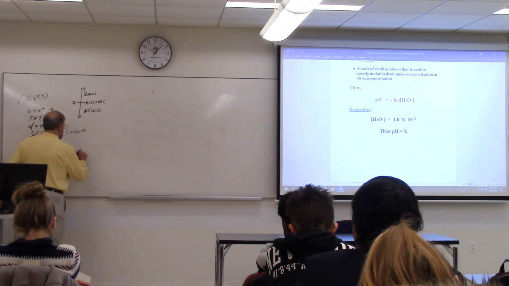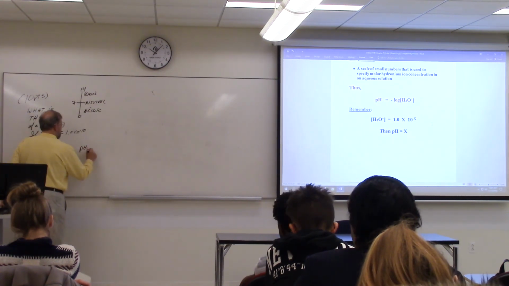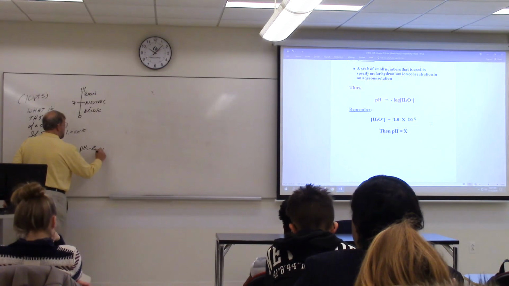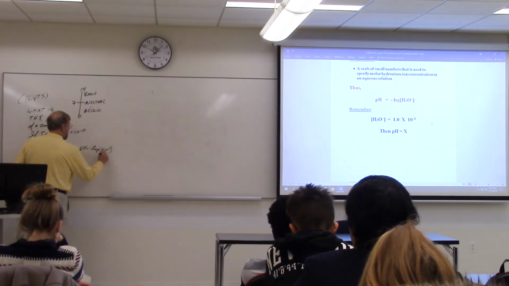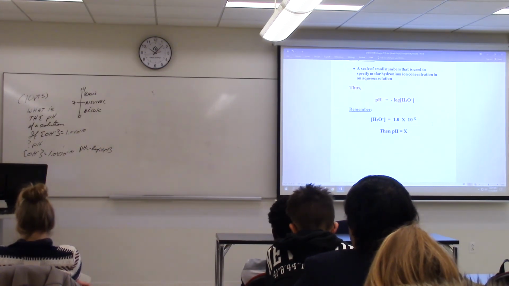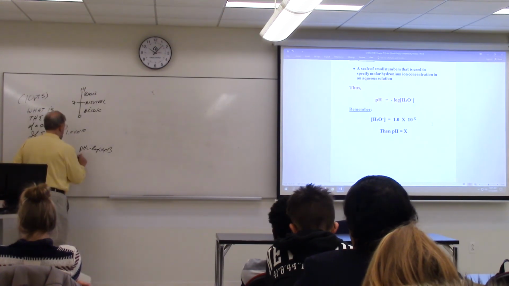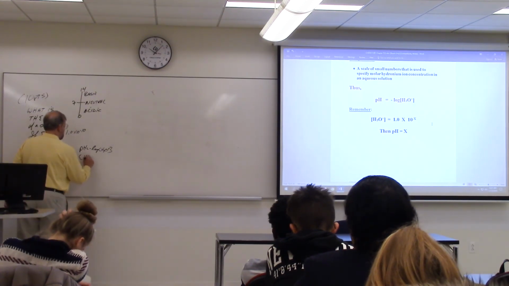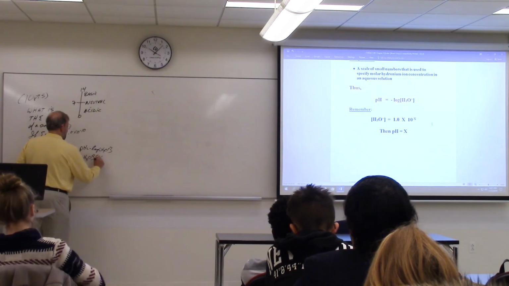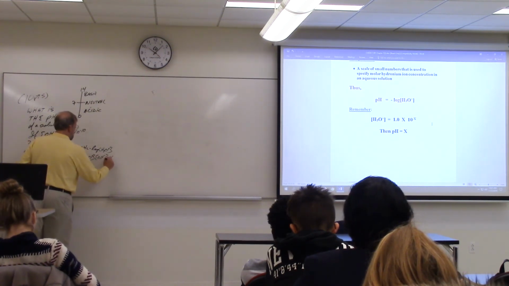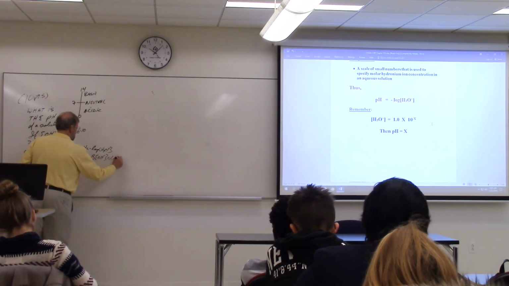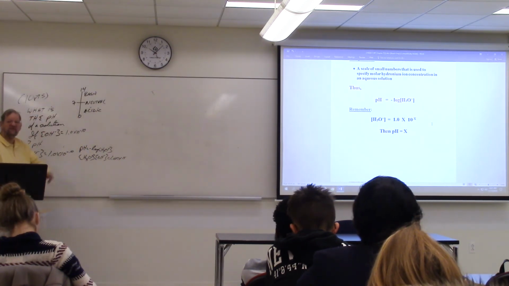We know that pH equals minus the log of the hydronium ion concentration, which we're not given, but you also know that the hydronium ion concentration times the hydroxide ion concentration equals 1.0 times 10 to the minus 14. So we have to do two steps.